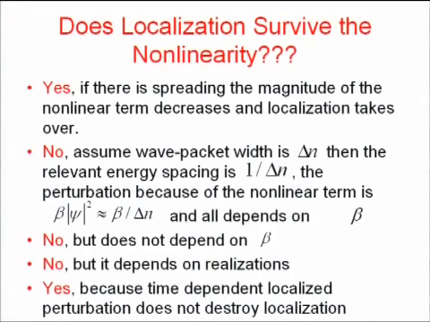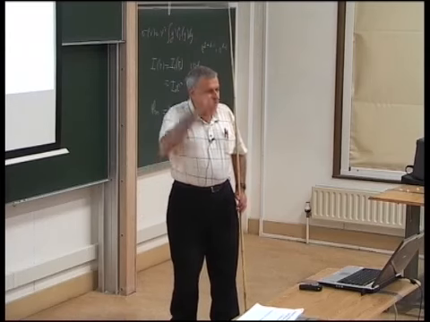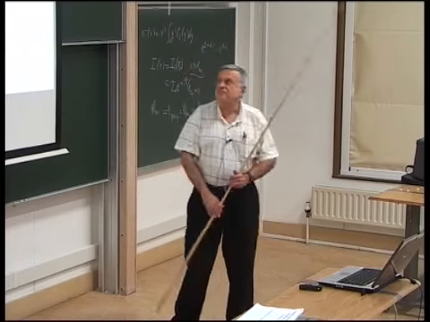So the first argument, that is the most naive one, is the following. It survives. Why? Assume it does not survive. So you have spreading. Then the nonlinear term decreases. Then we are back in the linear situation, and Anderson localization survives.